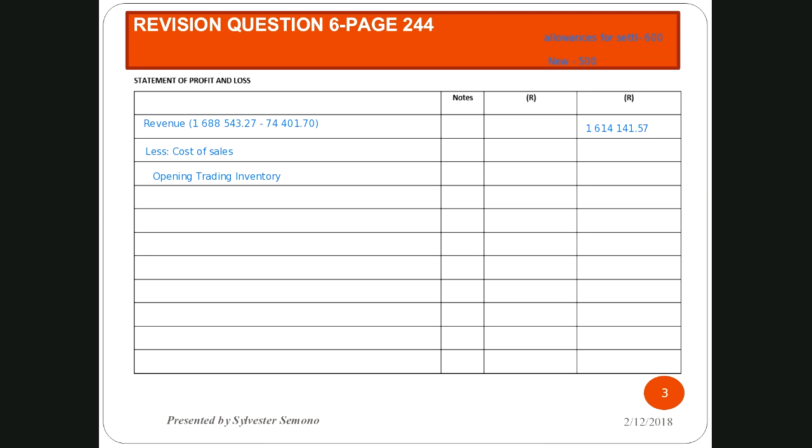I'm going to put the amount quickly for you guys. If you can find it, let me know so that we can trace it. 25166.63. Please let me know if you cannot find this balance. Is everyone on the same track? Can you all find the opening trading inventory?